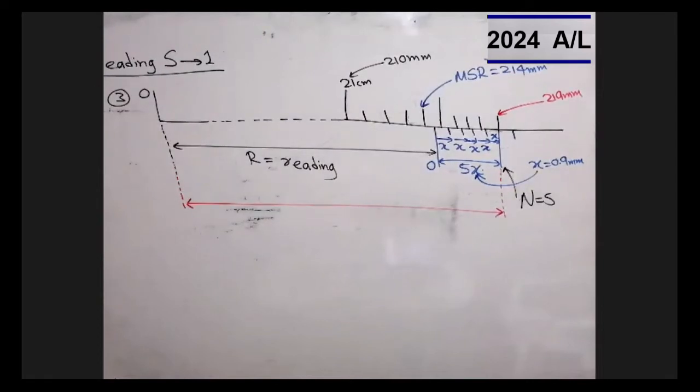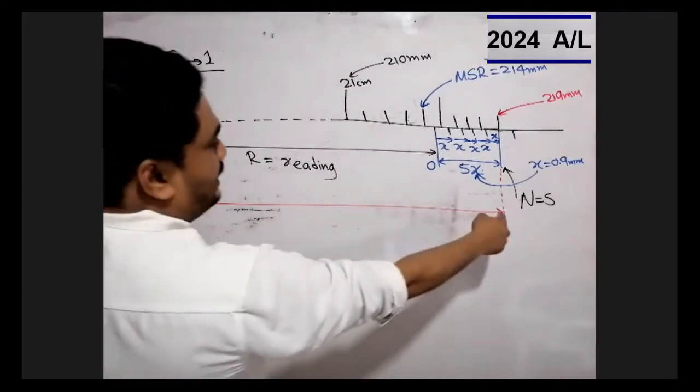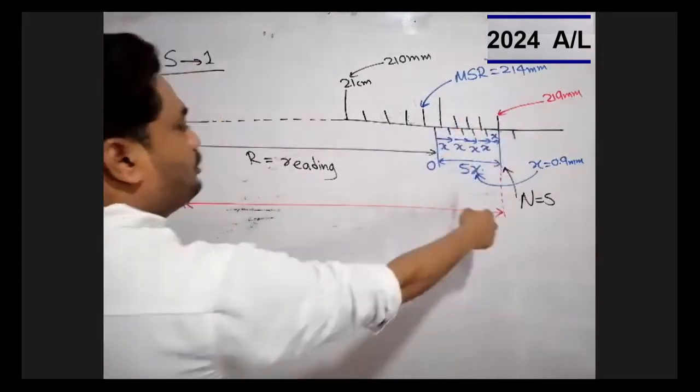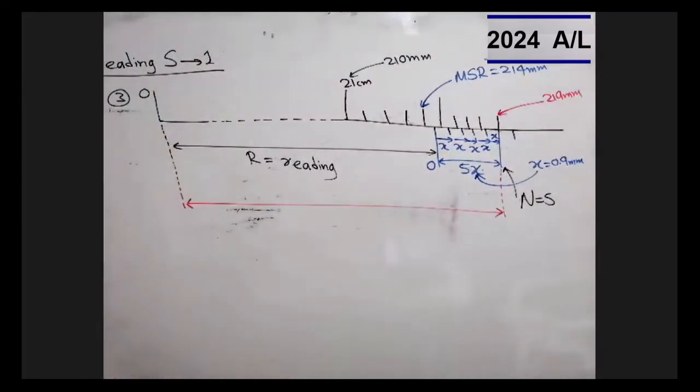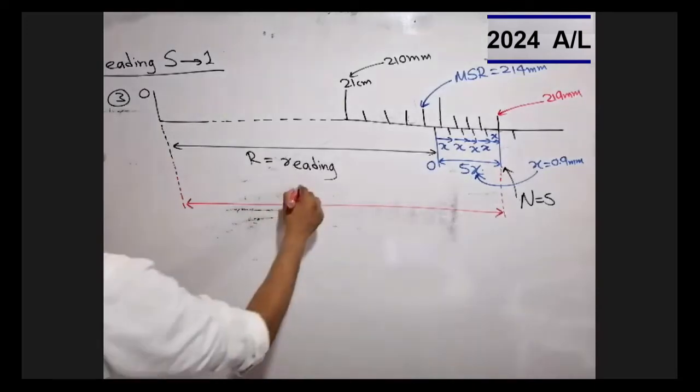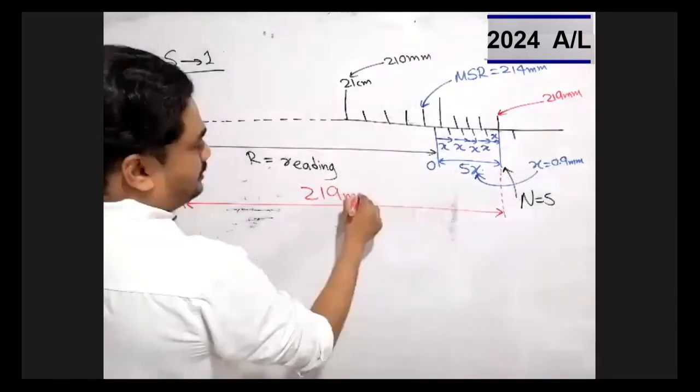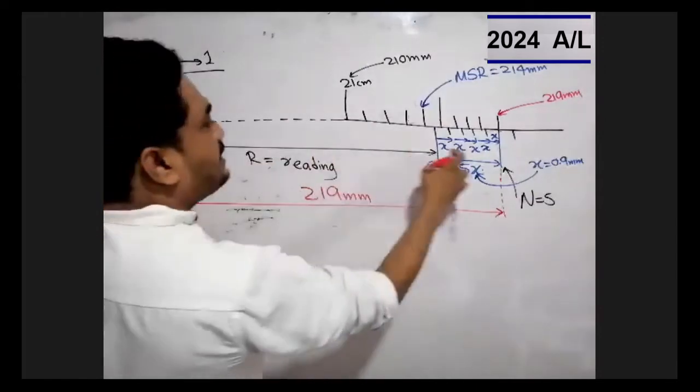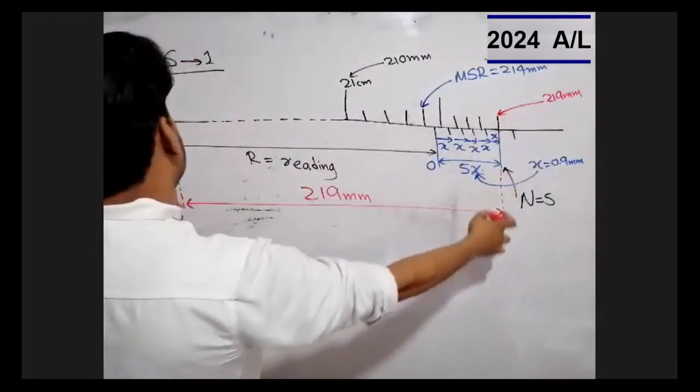Did you draw it here? We have found this x as 0.9 millimeter. x is the length of a main scale section, that is 0.9. Look at the main scale and tell me the length that I have marked with this red color line. What is this length here according to the main scale? 219 millimeters. Very good. According to the vernier scale, what is the gap between these two red colored dotted lines here?